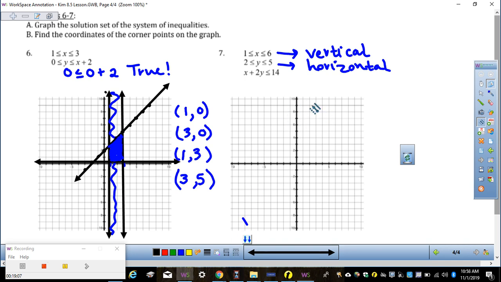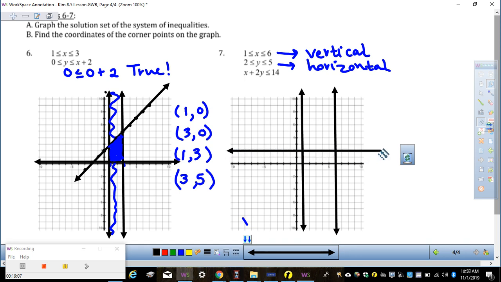Everything here again is going to be solid. So I need a vertical line. That did not work. Let's undo that. I need a vertical line, there we go, at 1. And then another one over here at 6. And then while we're at it, let's go ahead and plug in our horizontal lines. One is here at 2. And my next one is at 5.